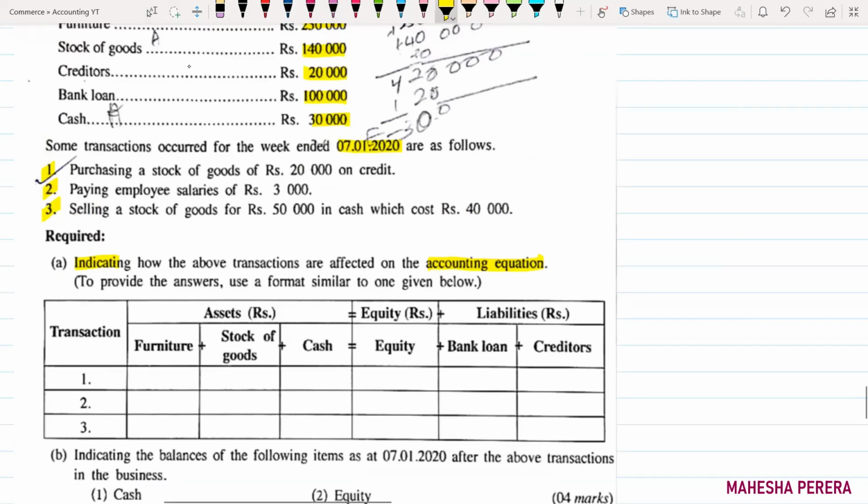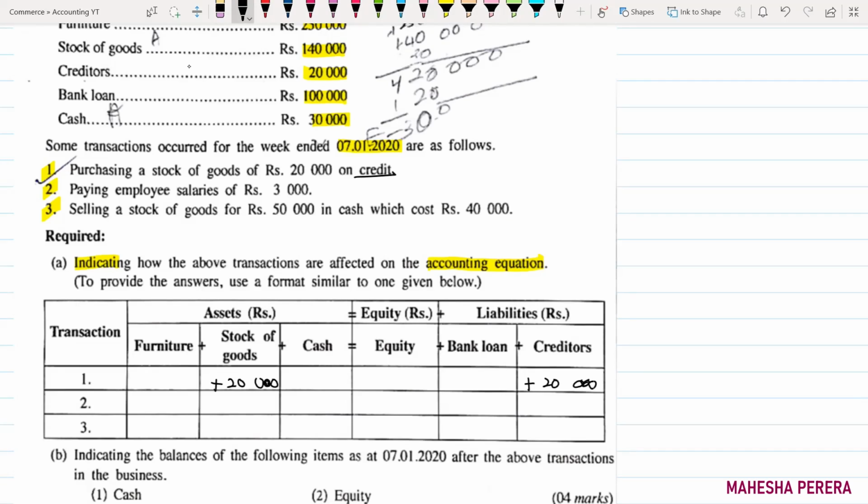Okay, right, look at the first transaction. Purchase of a stock of goods of 20,000 rupees on credit. So this is simply a credit purchase of stock. So what happens? Stock of goods increases by 20,000 rupees. And then what else? This is a credit purchase. So in that case, creditors also increase by 20,000 rupees. Very easy. Right. Next one.